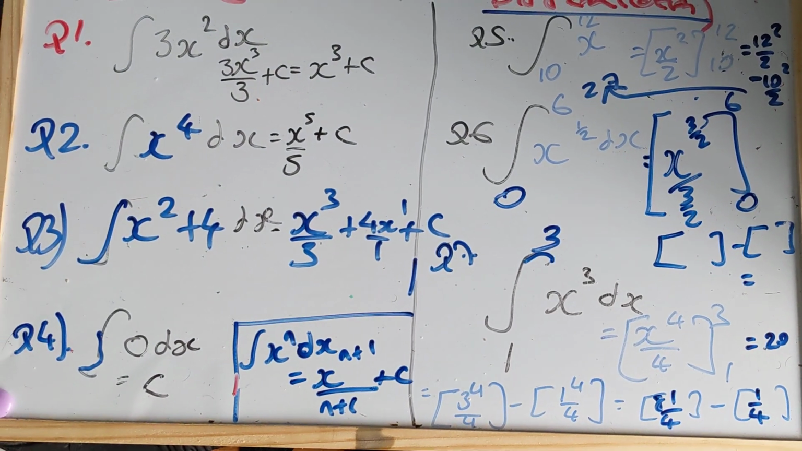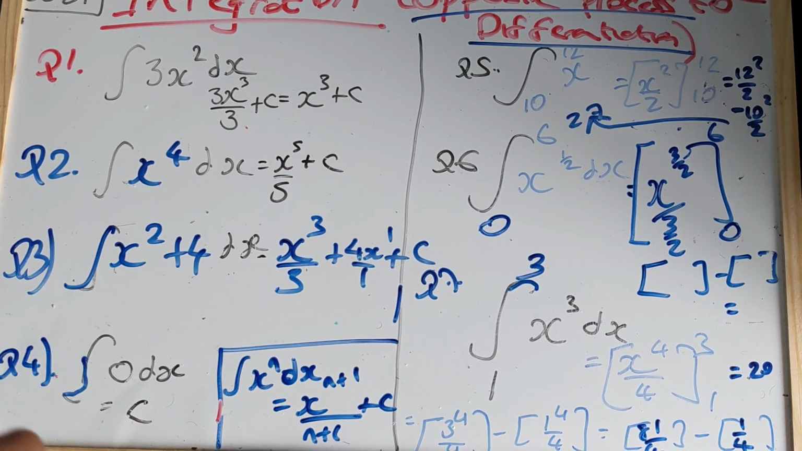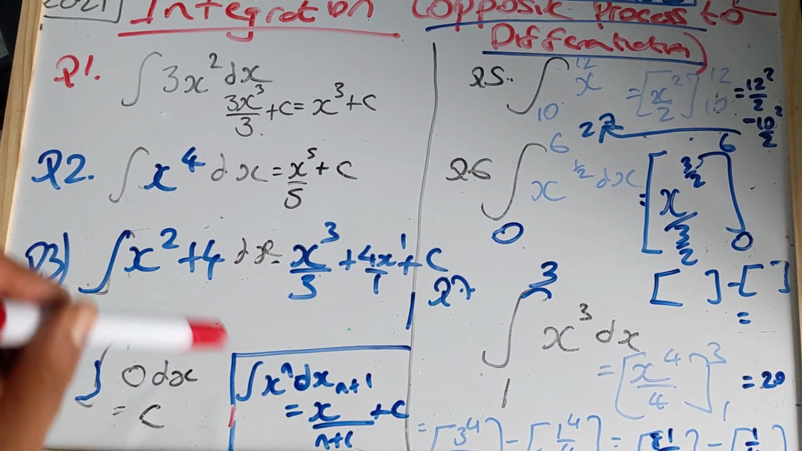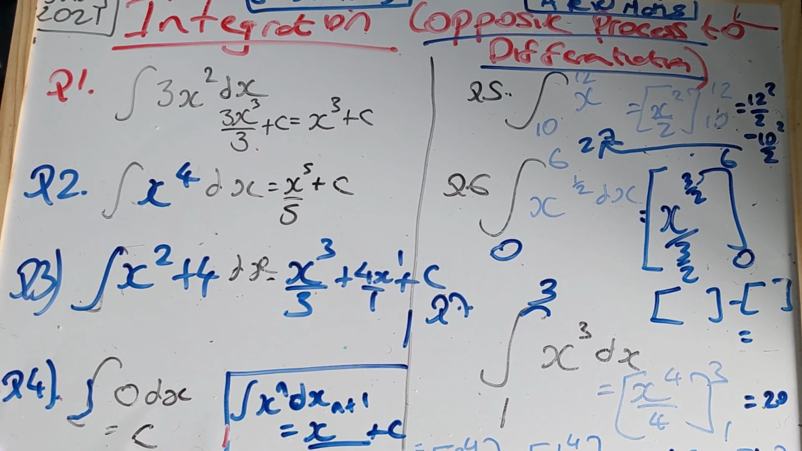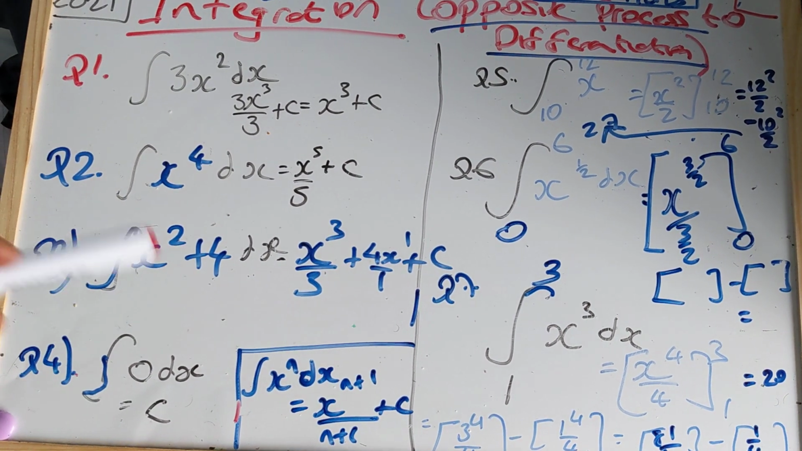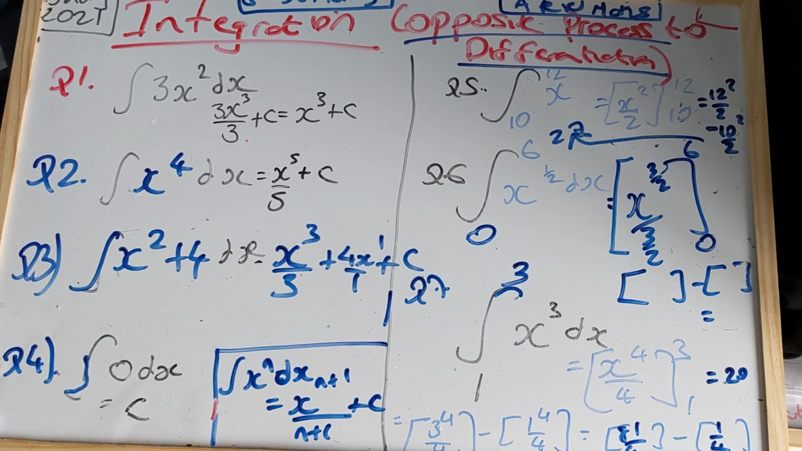Next one, question number 4, guys. The integral of 0 dx. Integrating 0, it becomes a constant. Remembering that differentiating a constant is 0, so it's the opposite. When I integrate a 0, I get a constant. When I integrate a constant, like I've done here, it goes to constant times x, or constant times that letter.